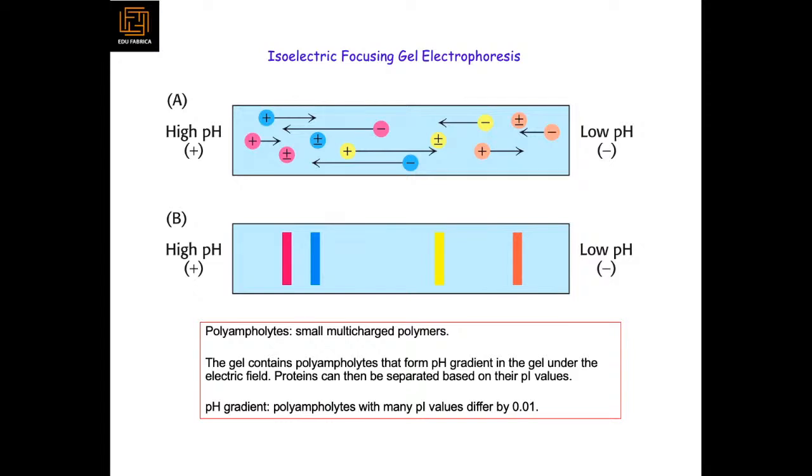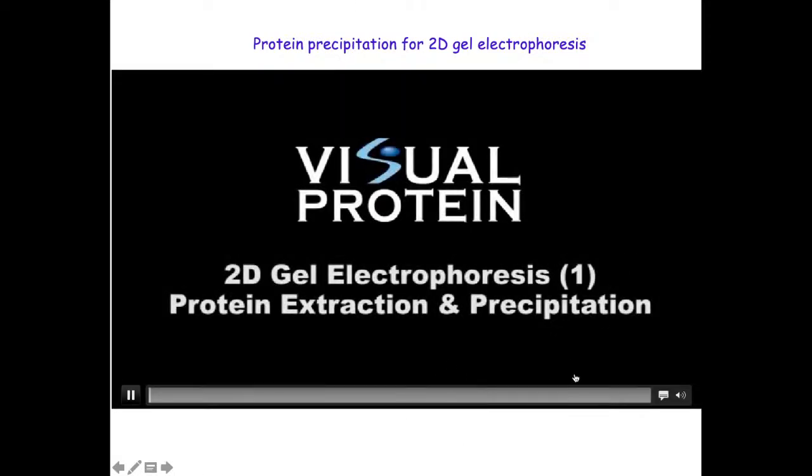Once you have separated them, you can put them through the 2D gel. This is the 1D gel at the moment. So let's check how you prepare your protein for precipitation for 2D gel. This will not have any sound. We have to see the text at the bottom.